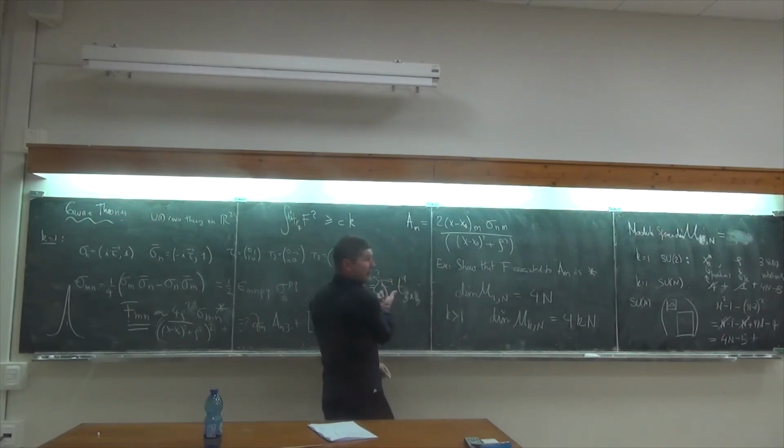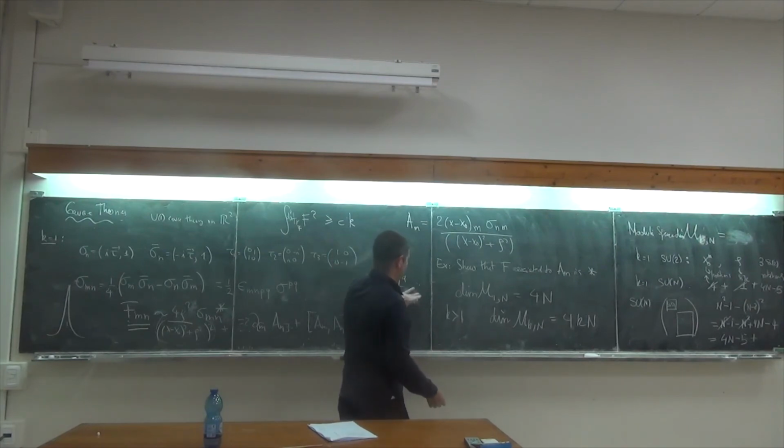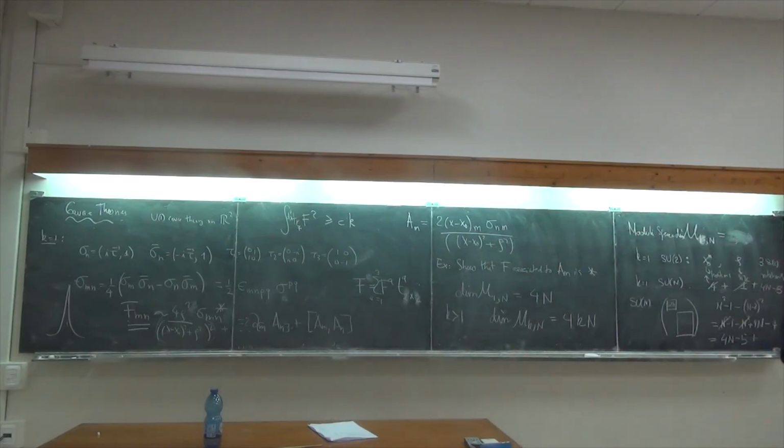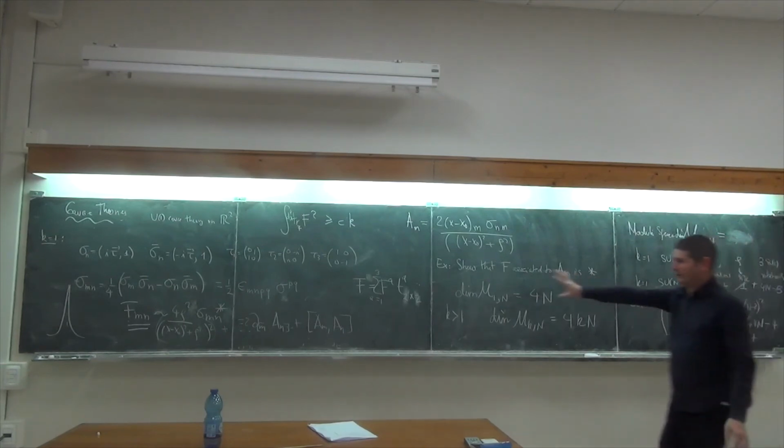Important is that the field strength is in the adjoint representation. Then typically, what most people use is to work in the fundamental representation, because quarks are always in the fundamental representation, so it's easier to do that. But you are right, you can work in any representation.